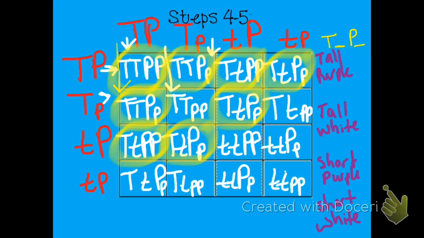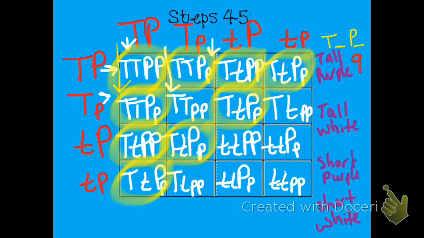And then in our fourth row, we see that only the first one is going to count because that one has at least one capital T and one capital P. So if we go back through here and count, we have 1, 2, 3, 4, 5, 6, 7, 8, 9. So we get 9 total that are going to be tall with purple flowers. Right? So now let's see how many are going to be tall with white flowers.